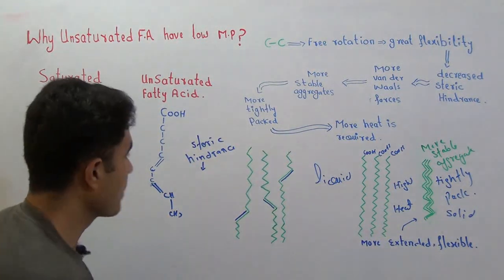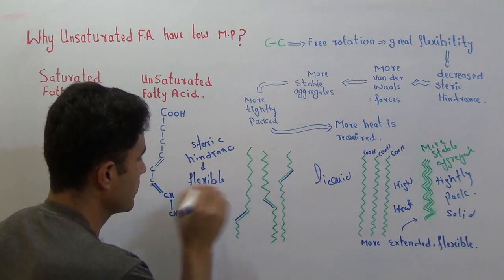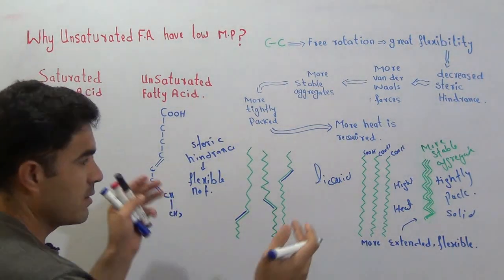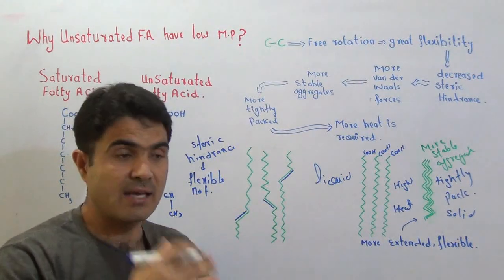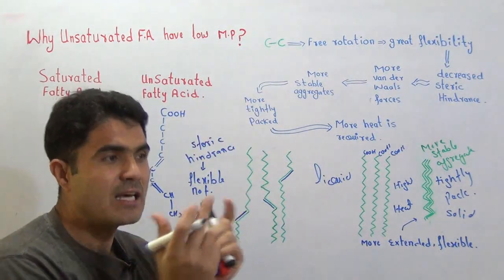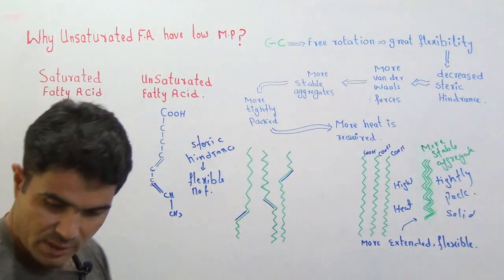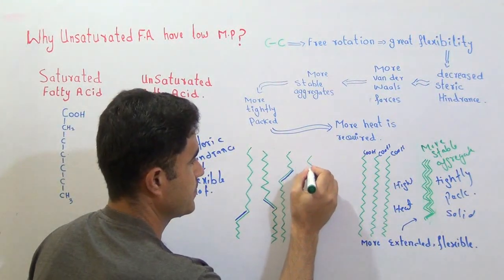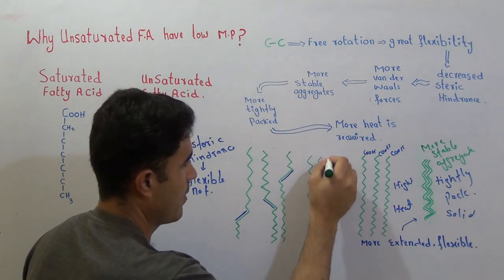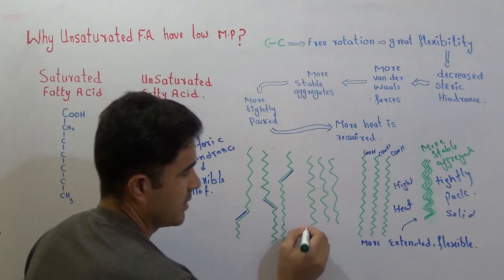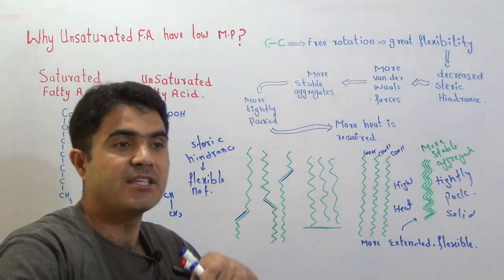As a result of this, what will happen then? The molecule will not be flexible anymore. When the molecule is not flexible, there will be very little van der Waals, okay, there will be some van der Waals forces, but these van der Waals forces will not be as much as they were in case of saturated fatty acid. Because of the lesser van der Waals forces, these will come together, but when these come together, you will get a molecule of this kind, which is not properly packed. This is not properly packed. It is already in a disorganized form.